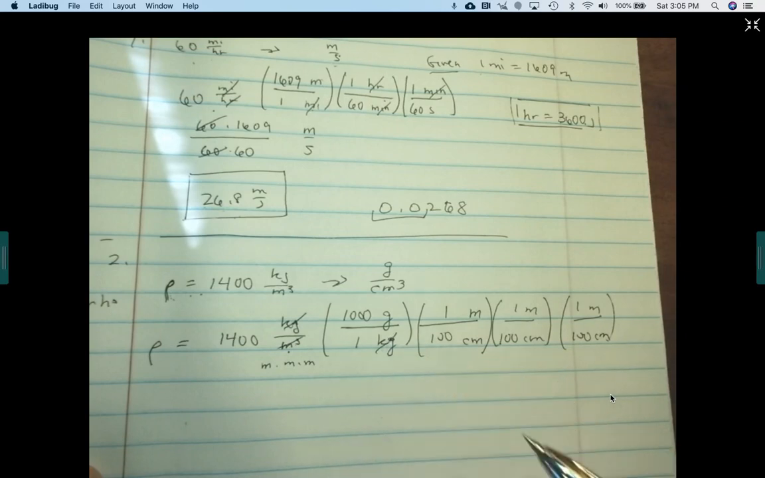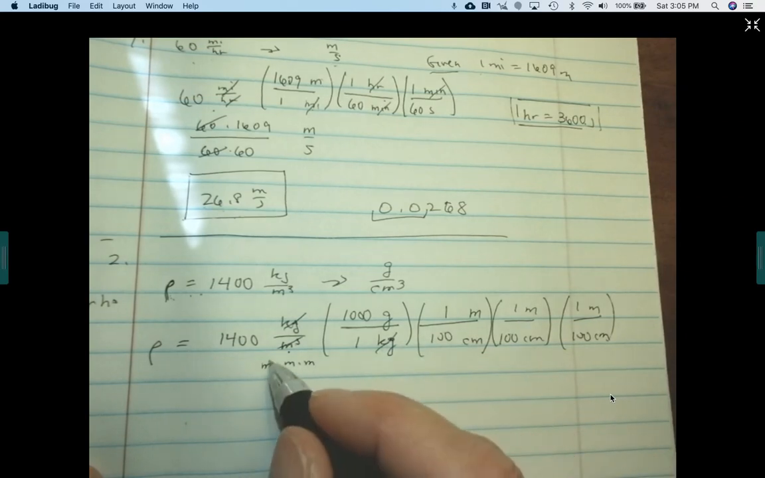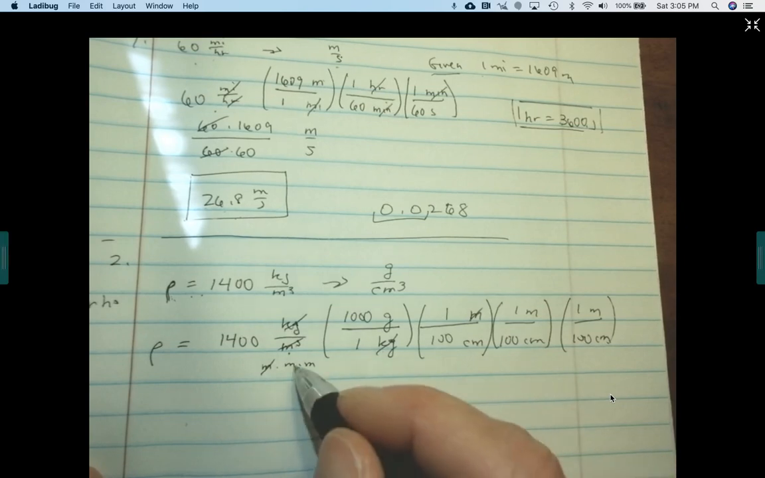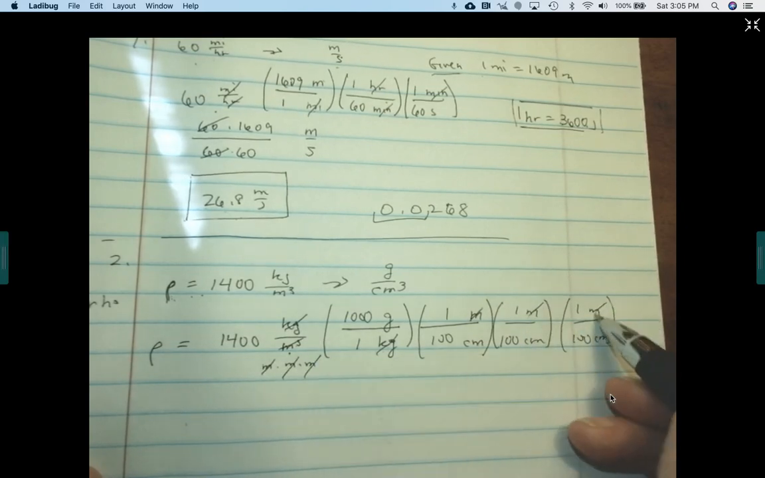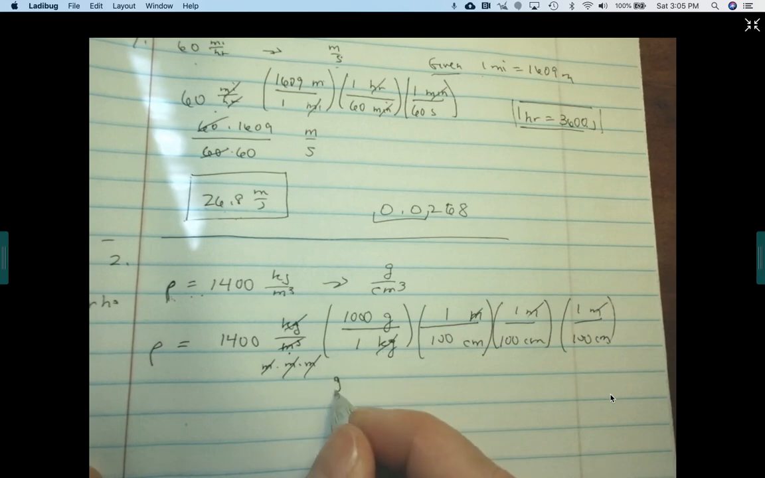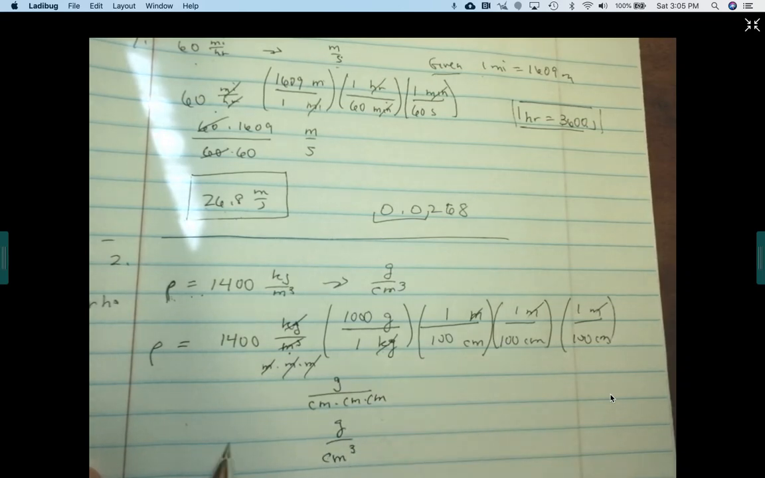Okay, so now we can make sure our units cancel. We have a kilogram and a kilogram, that goes away. We have 1 meter here, cancels 1 meter there, 1 meter there, 1 meter there. And so we're left with a gram and then a centimeter times a centimeter times a centimeter, and that is a gram per cubic centimeter. Okay, and then our numbers are 1,400 times 1,000 divided by 100 and 100 and 100. So we could put everything in scientific notation. It would help a little bit right now because that's one of our other topics.